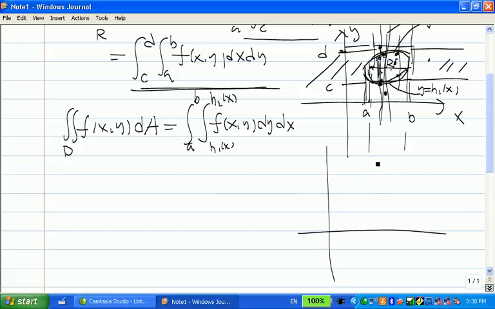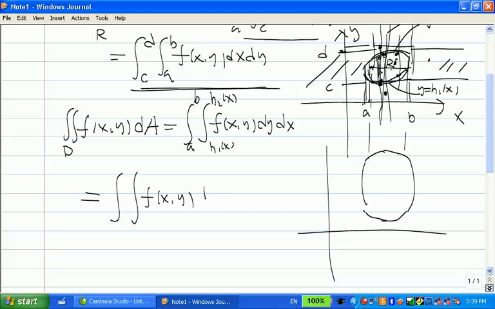Similarly, your region can be like this, for example, and you can have y go outside, just like the rectangular case, dx dy. If you choose this order, remember that the outside limits have to be constants, because a double integral gives you a number.